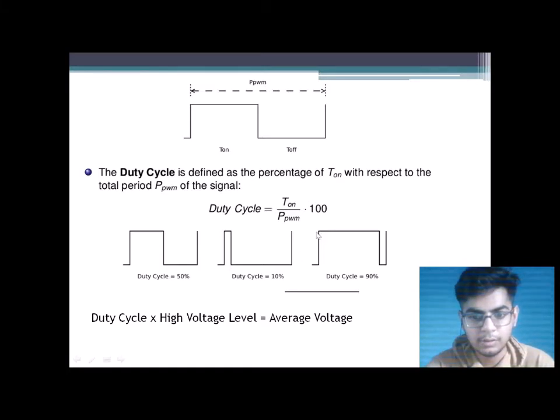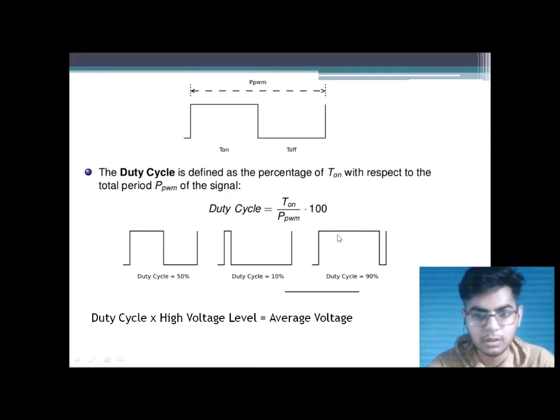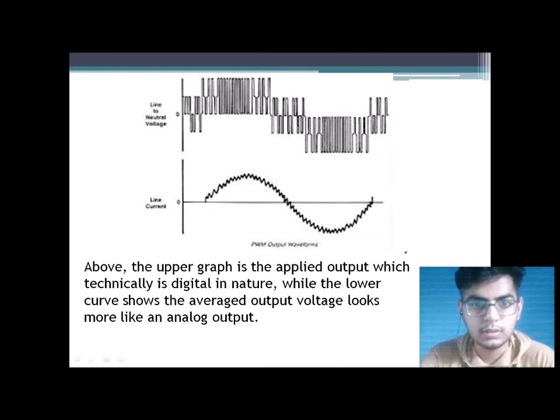The high voltage level could be, in our case, 5 volt or 24 volt according to the microprocessor, multiplied by the duty cycle. So in this case it will be 50% of the highest voltage. If it was 24 volt, then the average voltage will be 12 volt. So this is our general case where we will see how it works.